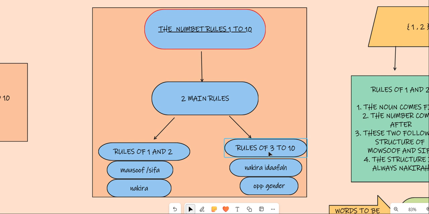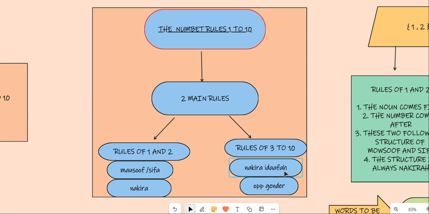And what is the structure of number 3 to 10? It's Nakira Idafa. Now, this rule is only and only for 3 to 10. That means 3, 4, 5, 6, 7, 8, 9, 10. So the structure for number 3 to 10 is Nakira Idafa. And what do you understand by a Nakira Idafa? If any one of you doesn't understand what Idafa is, Idafa is the compound where two nouns come together and make one word, and it's considered as one word, not two nouns.